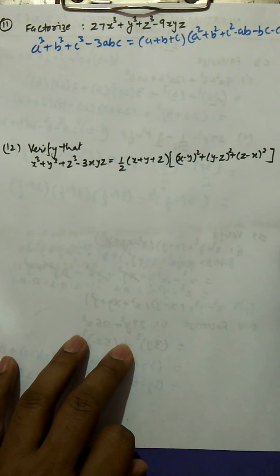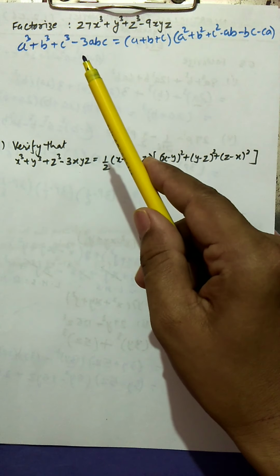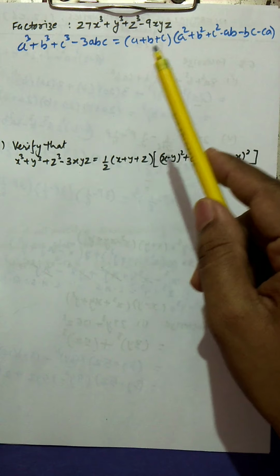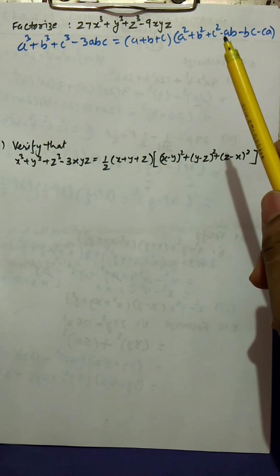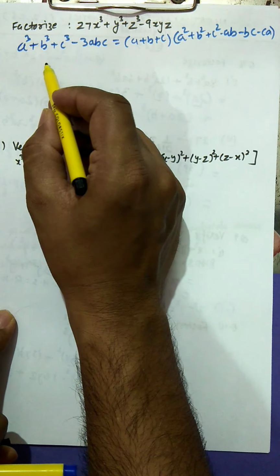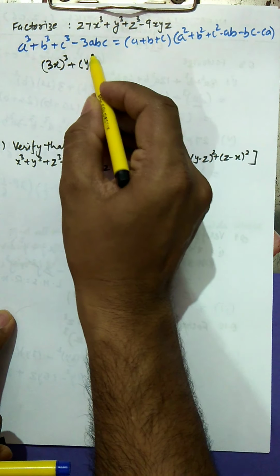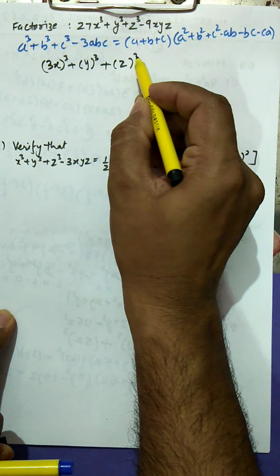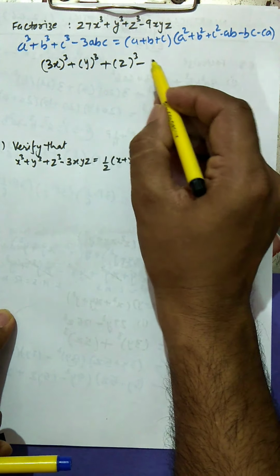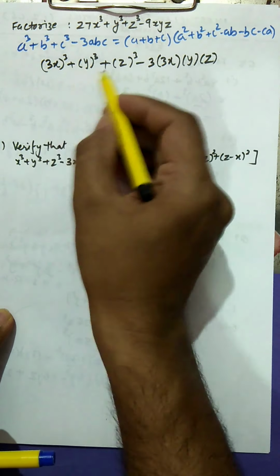So you can see that the identity is a cube plus b cube plus c cube minus 3abc is equal to a plus b plus c bracket a square plus b square plus c square minus ab minus bc minus ca. So you just need to identify what a, b and c are, and then you can factorize it very easily. So I can see this 27x cube can be written as 3x whole cube, and y is y whole cube, and z is z whole cube, and ultimately 3abc means 3x into y into z. So you have got this side.